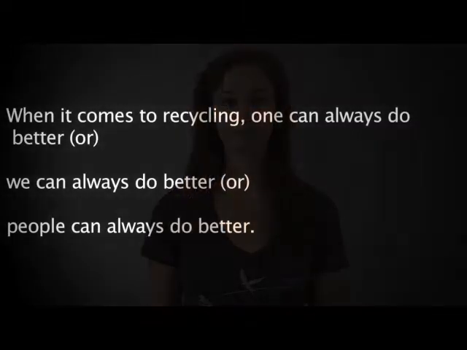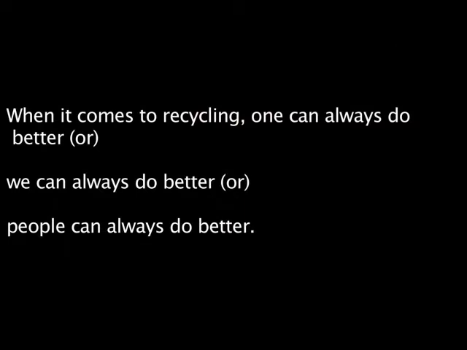The following sentence uses different ways of generalizing a person. One version is not necessarily correct or incorrect, but they have slightly different effects. Be aware of the differences so that you can choose the appropriate style, depending on your audience and the formality of the paper. When it comes to recycling, one can always do better. Or, we can always do better. Or, people can always do better.